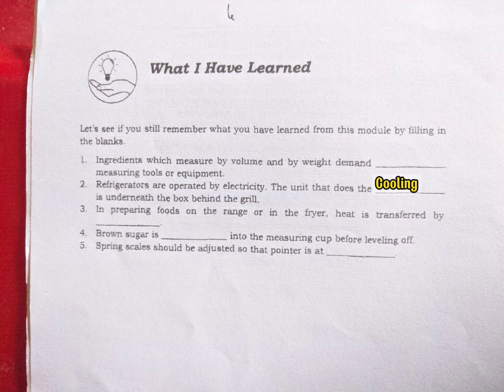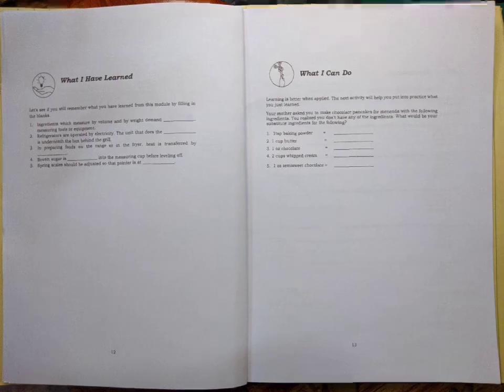Answer. Cooling. Number 3. In preparing foods on the range or in the fryer, heat is transferred by blank. Answer. Conduction. Number 4. Brown sugar is blank into the measuring cup before leveling off. Answer. Pack. Number 5. Spring scales should be adjusted so that the pointer is at blank. Answer. 0. Let's proceed to "What I Can Do."